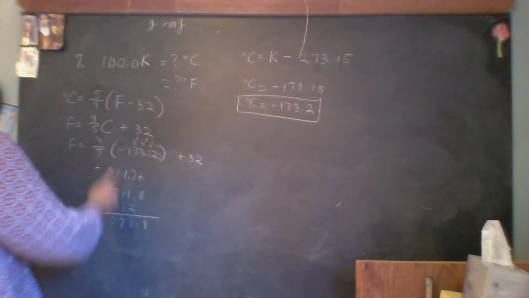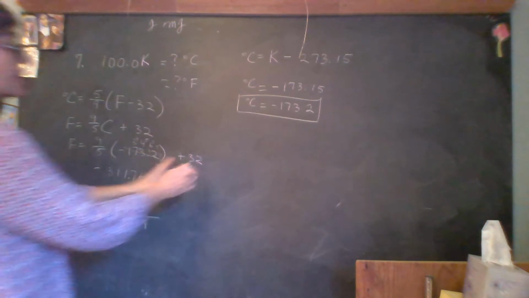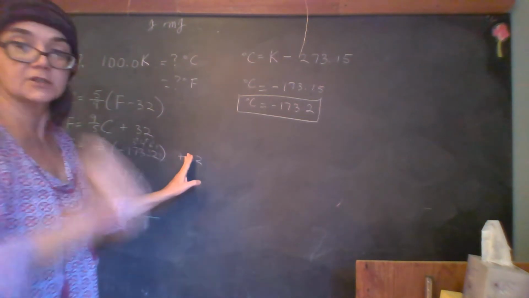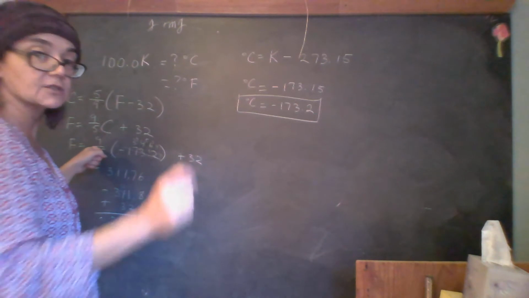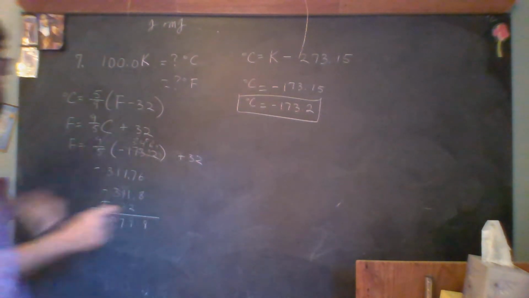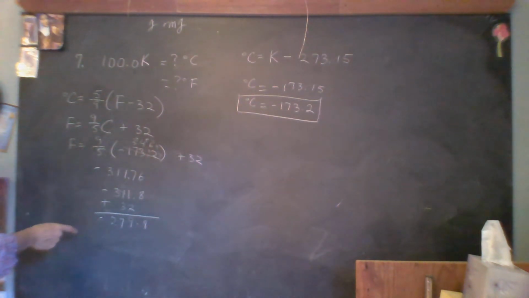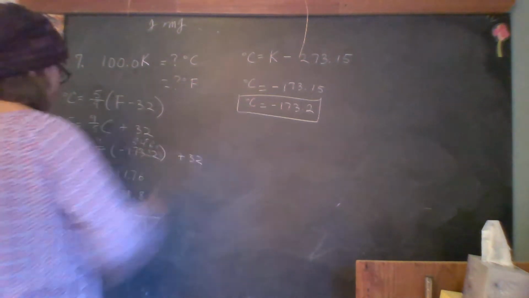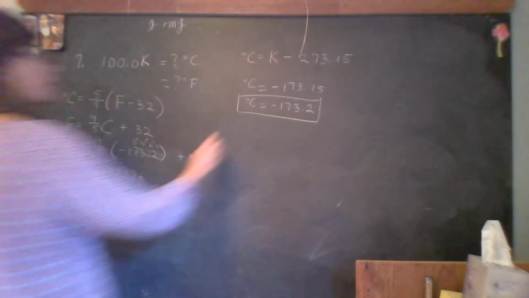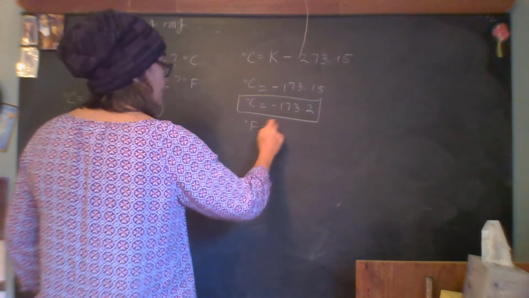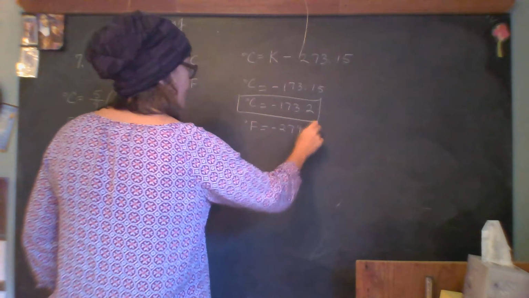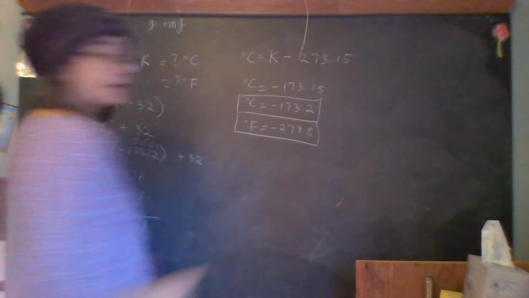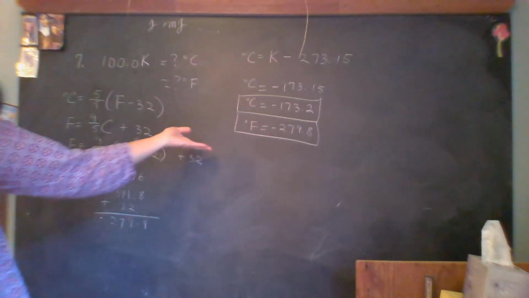1, 2, 3. All right. So we don't need to worry about the 32 in terms of significant digits. That's exact. We don't need to worry about the 9/5 in terms of significant digits. That's also exact. So we're just looking at this C. So we had 4 significant digits, and that's what we want to have here in our Fahrenheit. And so the degrees Fahrenheit is going to be negative 279.8. Okay, so that's the answer for number 7.